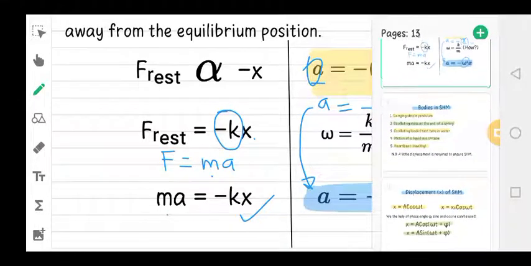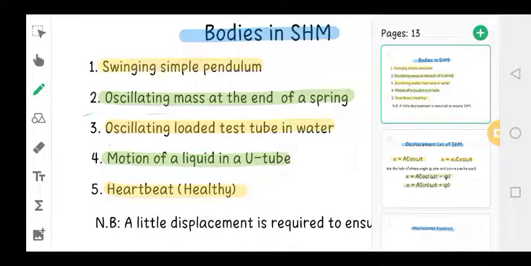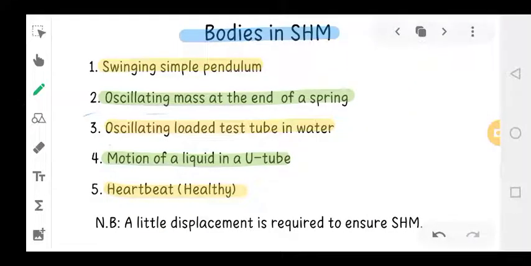So we can now, apart from the simple pendulum, because I've been using the simple pendulum in my experiment and explanation, also look at some other bodies that are in simple harmonic motion. We have a lot of bodies, so we just try to put 5 of them here, the common ones. We have the swinging simple pendulum. That's the one that was used in the explanation. We have an oscillating mass at the end of a spring.